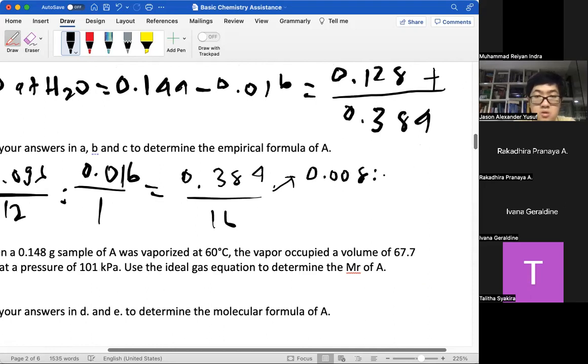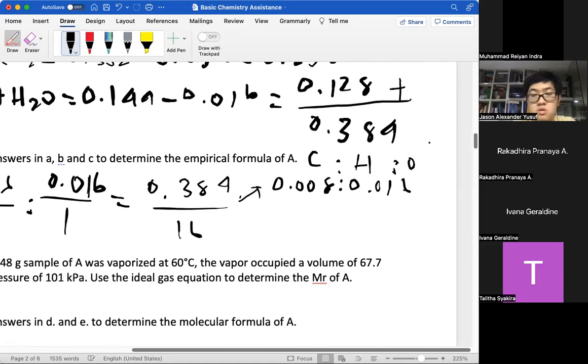For the second part, it's 0.016. I'll just write this here, CHO, so that you won't forget. And next, it will be 0.384 divided by 16. That will be 0.024.